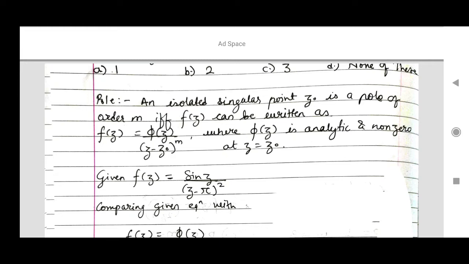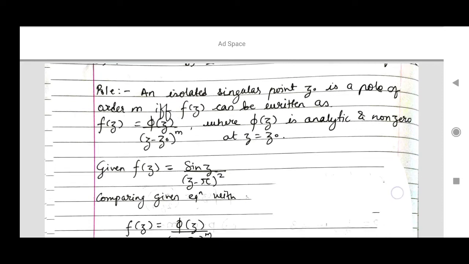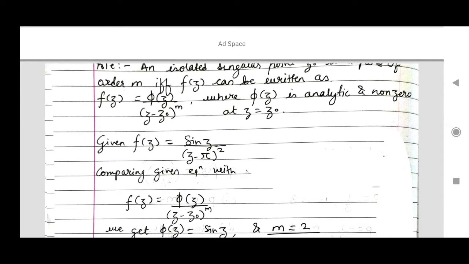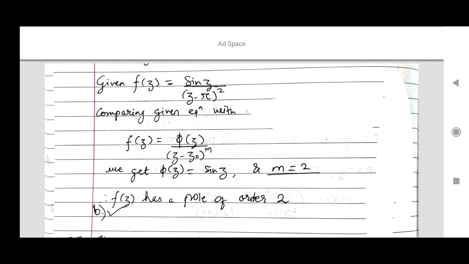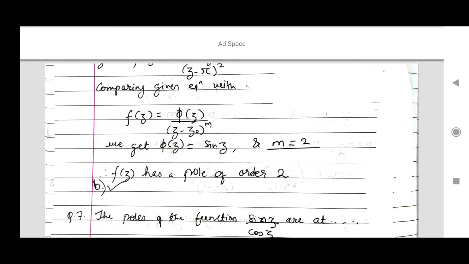Our given f of z is equal to sin z upon (z minus pi) square. Comparing this given equation with the equation from the definition, that is f of z is equal to phi of z upon (z minus z0) raised to m, we get phi of z is equal to sin z and m is equal to 2, where m is the order. So f of z has a pole of order 2. So here option B is the correct answer.